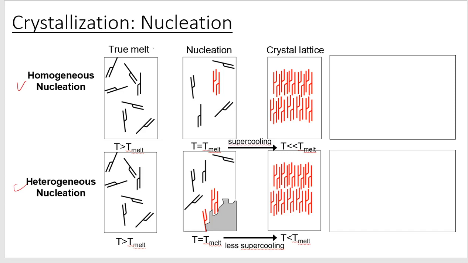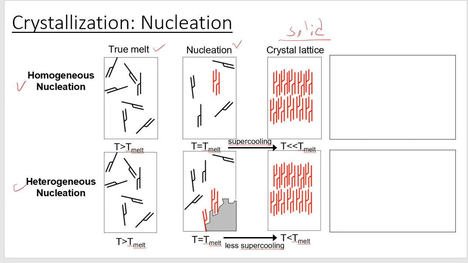Here you see true melt. It means the temperature is above the melting point of the lipids. So it's in a liquid state. See, the triacylglycerol molecules are randomly distributed. It's not well ordered. Then you start cooling. Crystals are forming in the nucleation step. And at the end, you have a solid crystal lattice. A crystal network in both cases.